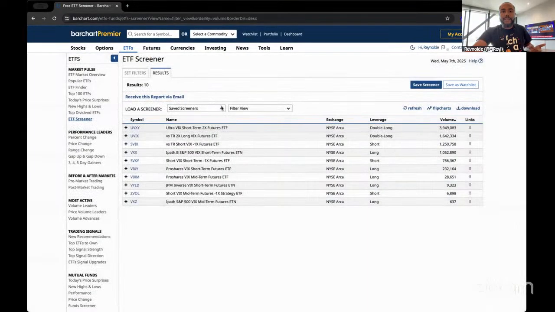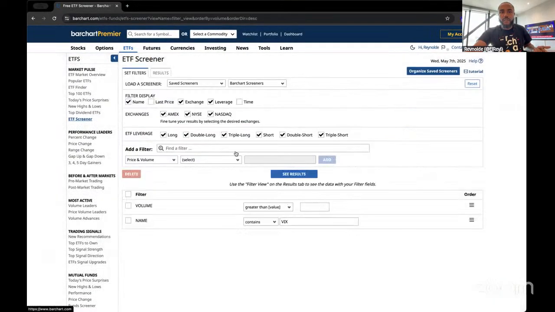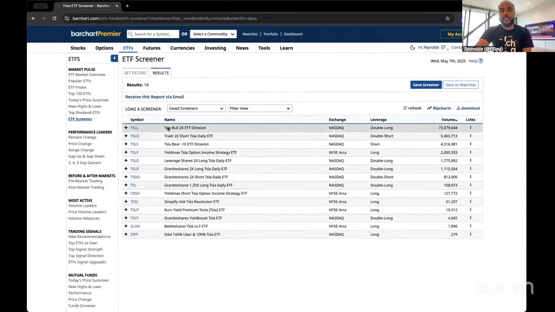Okay, so this is how you'll do that with the screener. You can come in here and just type in, let's say I wanted this on Tesla. Actually, I'm going to show you another tool, but this is Tesla, right? If you type in Tesla, it'll show you short ETFs and anything.